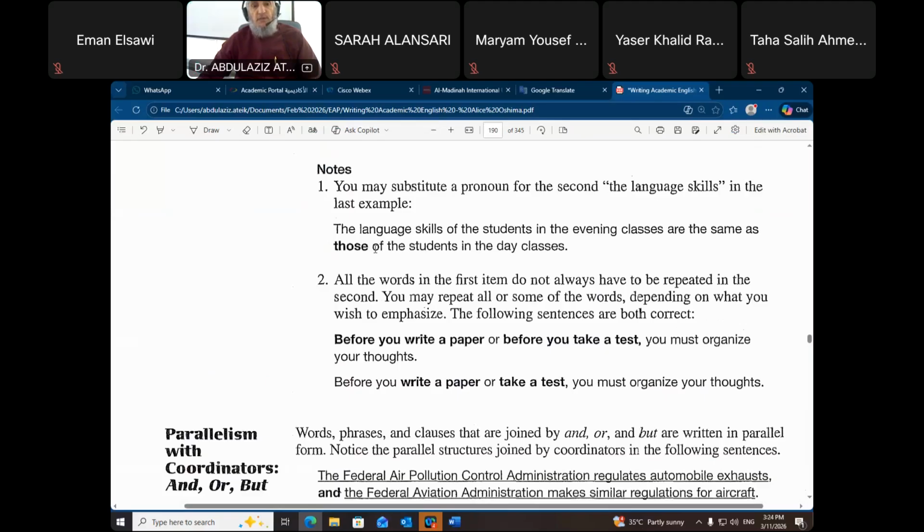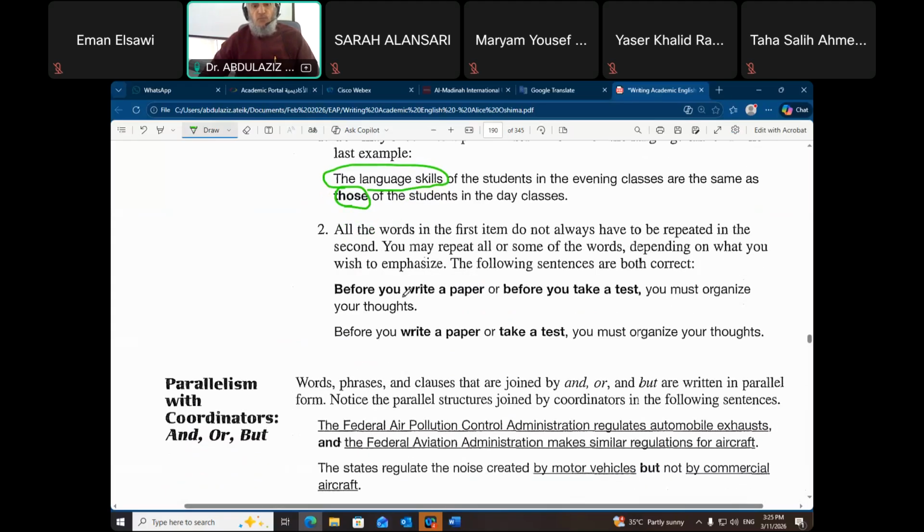Yeah, this also can be. The language skills of the students in the evening class are the same as those of. Those refers back to the language skills. So this one returns back to this. The same as those of the students in the day classes. So this is acceptable because this one refers to this. This one also is acceptable.